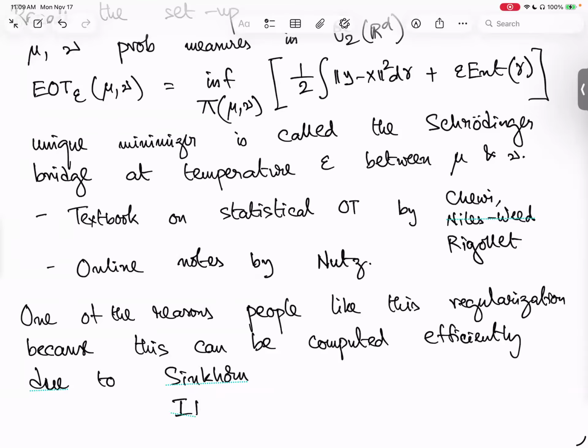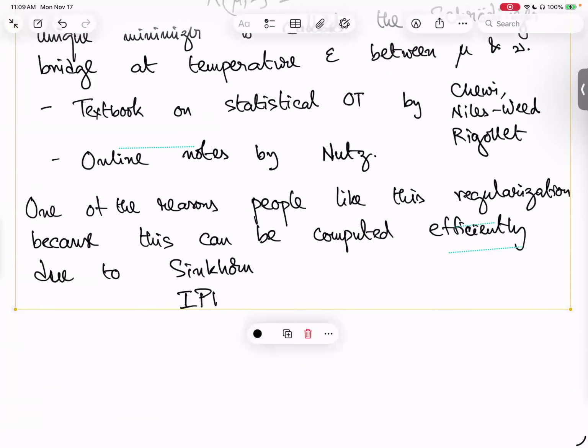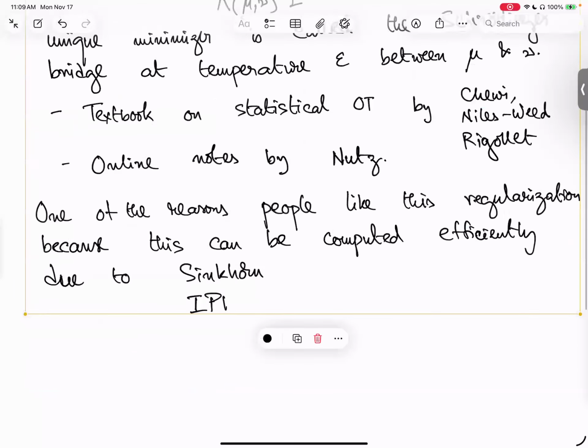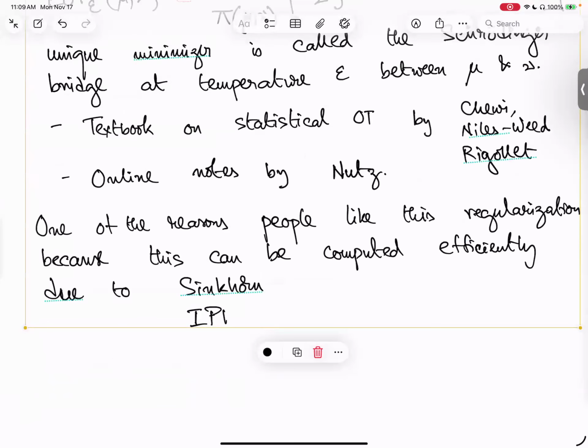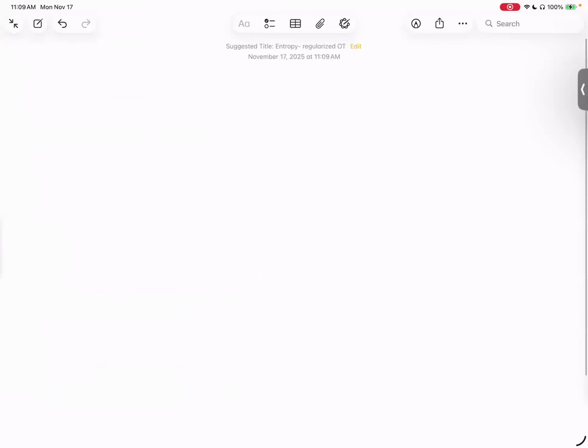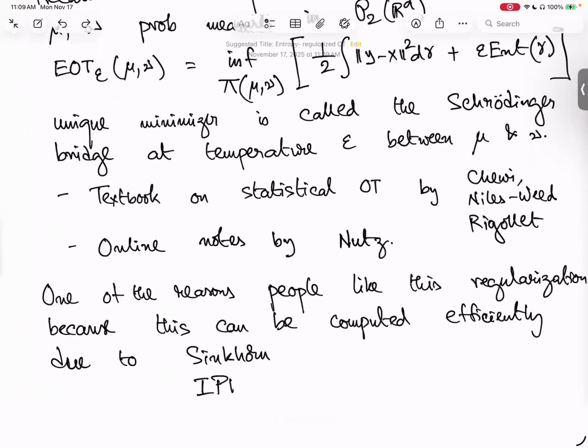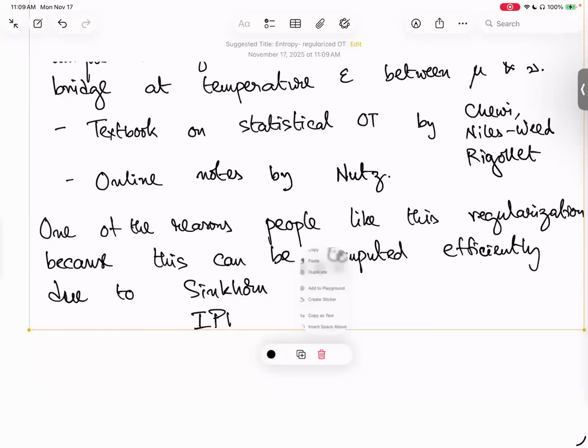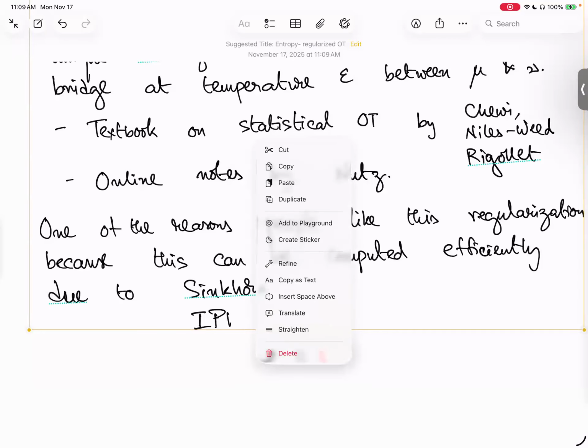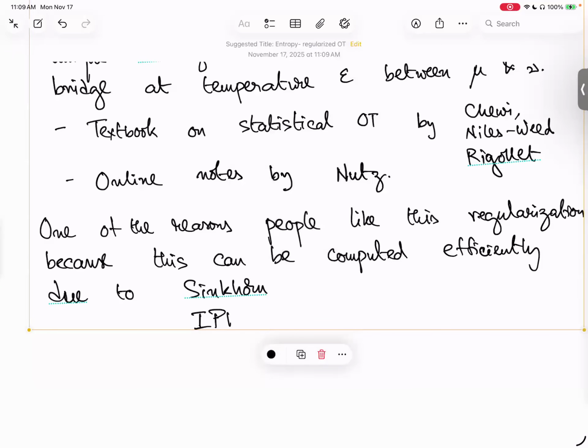Oh no. Okay, how do I delete this? How do I get rid of this?